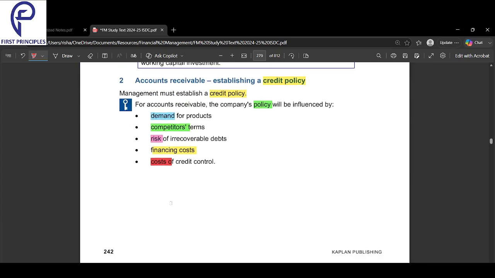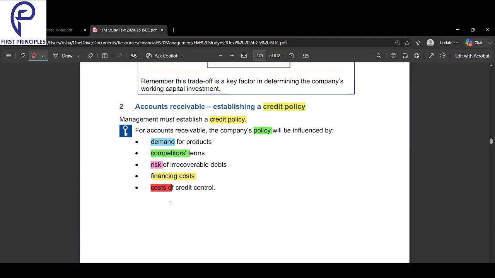When establishing a credit policy, you have to look into all these factors.